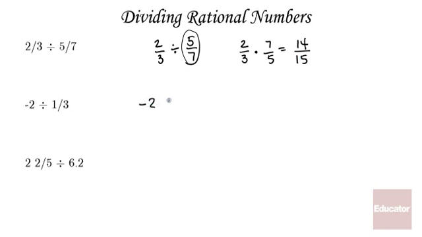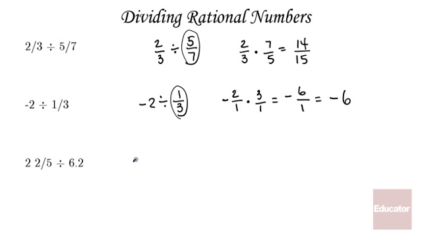To divide negative 2 by 1/3, we're going to change the negative 2 into a fraction. So it will be negative 2 over 1. Then we'll take the reciprocal of the second fraction and make it into 3 over 1. Once we've taken the reciprocal, division becomes multiplication. Negative 2 times 3 is negative 6. 1 times 1 is 1. And simplified, that's just negative 6.